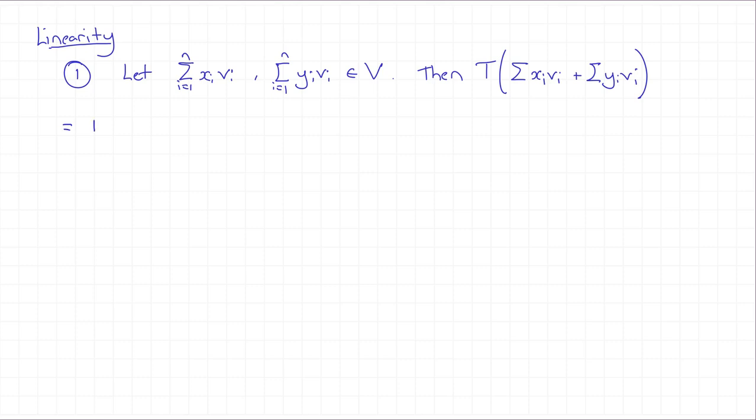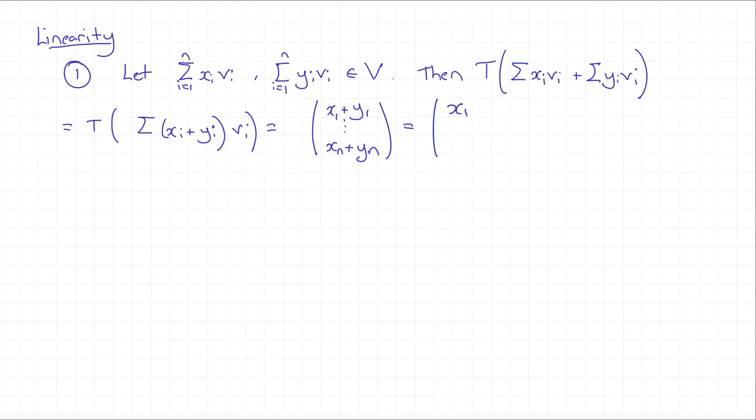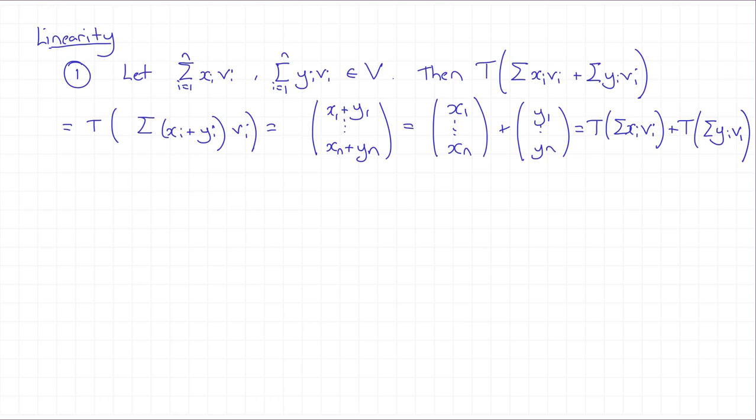Well, we can just gather those vectors together. So we can collect terms in v1 and v2 and v3. And if we do that, what we get is the sum of xi plus yi times vi. Okay, so this by definition is the vector whose first entry is x1 plus y1 and whose second entry is x2 plus y2 and so on. But the way addition of column vectors works is that this is the column vector containing the x's plus the column vector containing the y's, which is, again by definition of T, T of the xi vi's plus T of the yi vi's. Okay, so that's the first linearity property. T of a sum of two things is equal to the sum of T of those two things.